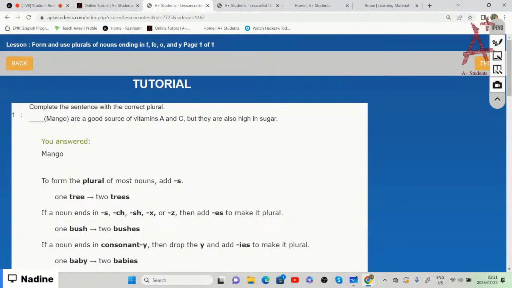Then also, if a noun ends in a consonant y, then you drop the y and you add ies to make it plural, right? So, for example, one baby, two or more babies. One baby, two babies.